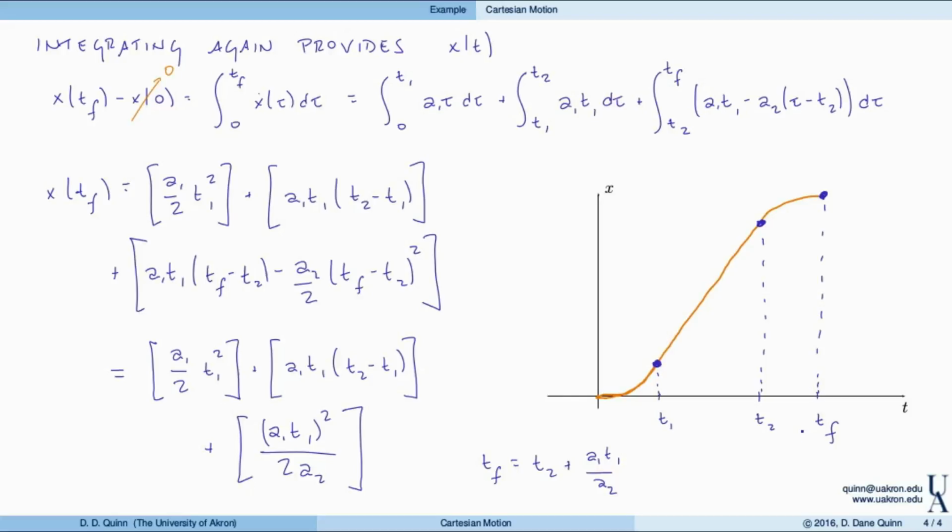So here's an example where we have started with known acceleration that's defined over intervals of the motion, and then worked out the velocity and the position of the object.